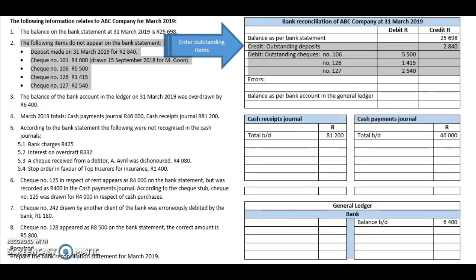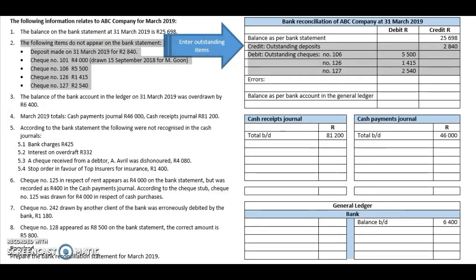After recording the balances and totals, find the outstanding deposits and outstanding checks that should be recorded on the bank reconciliation statement. This information is provided in note number 2. The outstanding deposit is R2,840. This should be recorded on the credit side of the bank reconciliation statement. Outstanding checks are number 101, 106, 126 and 127.